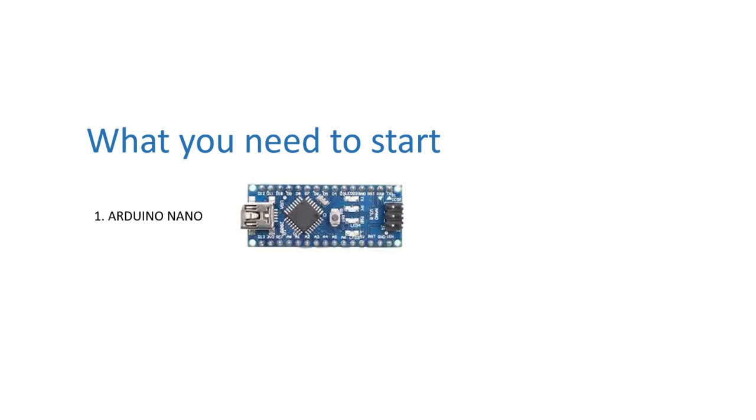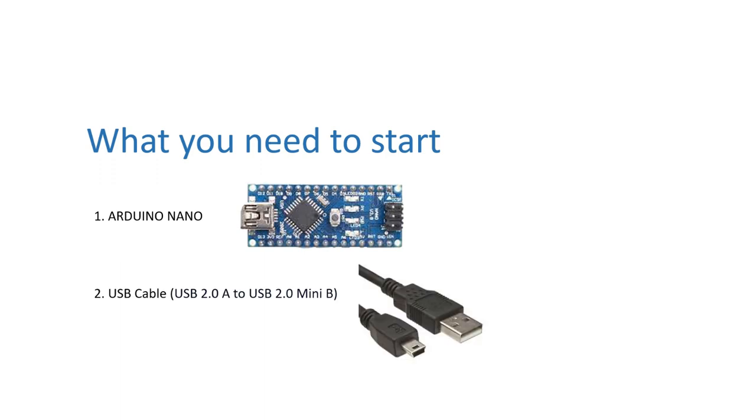Now, what do we need to start with Arduino programming? First we need an Arduino Nano and then a USB cable. So for Pro Mini we have USB A to Mini.